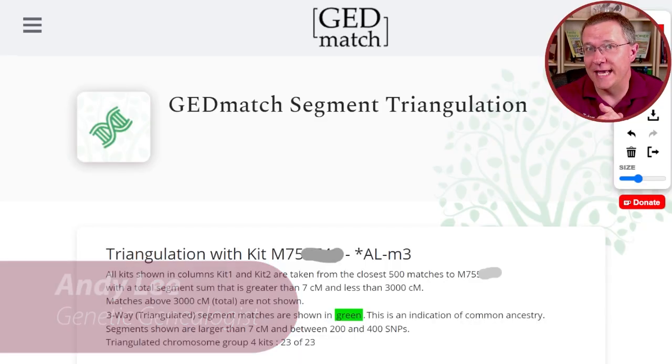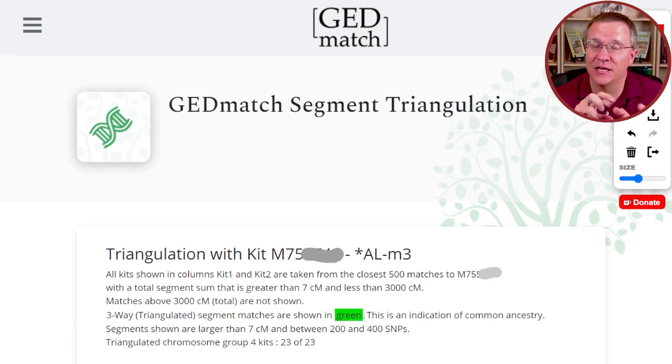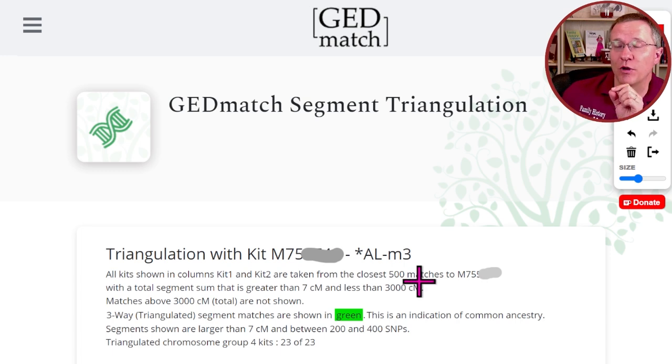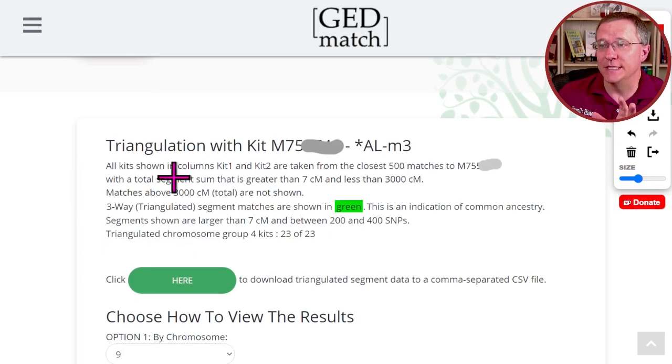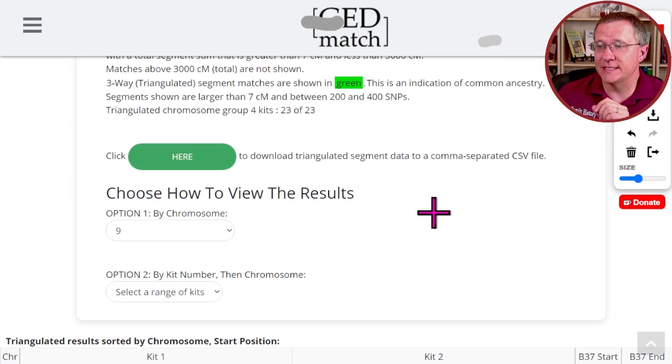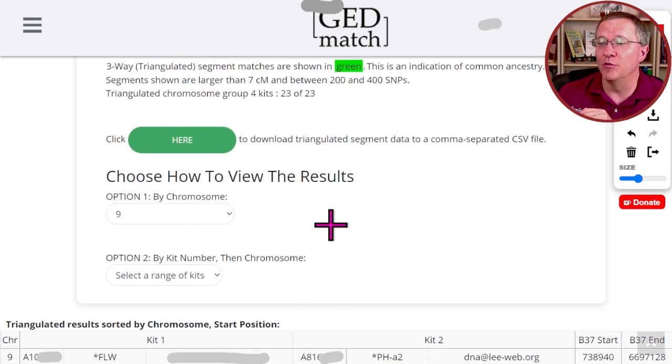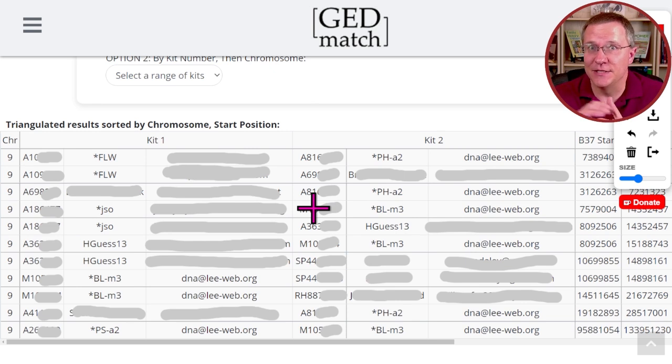What I want to talk about today is how we can check our triangulation groups. So when we run the triangulation tool, you can see here I've run it with one of my kits, and I've run it just for chromosome number 9 to limit the results. This is the resulting groups. Each one of these lines is a comparison between two people that also match you.